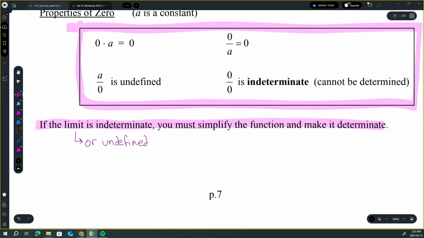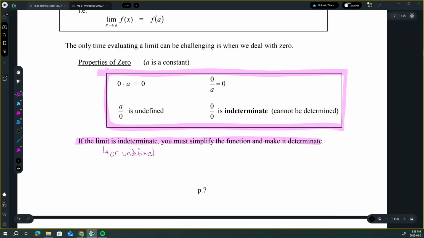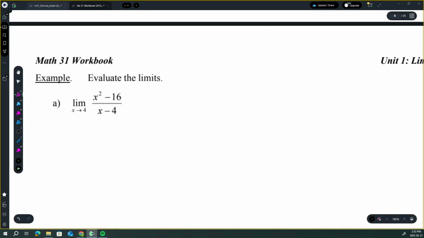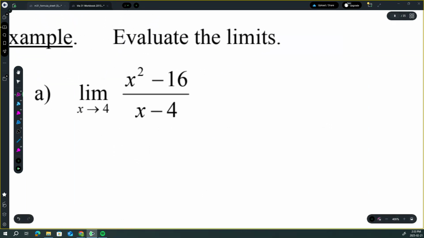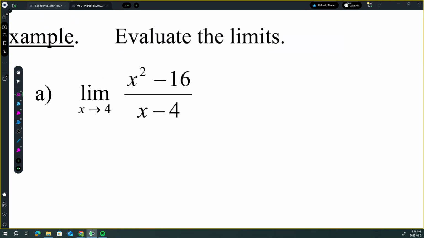What you're going to have to do is simplify the function to make it determinate. Usually that involves some form of factoring and canceling out factors in order to make the function determinate. So let's take a look at this first example. We're asked to evaluate the limit of x squared minus 16 divided by x minus 4 as x approaches 4.